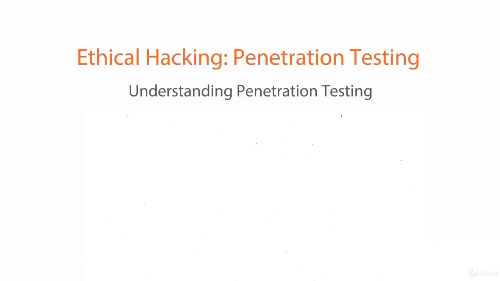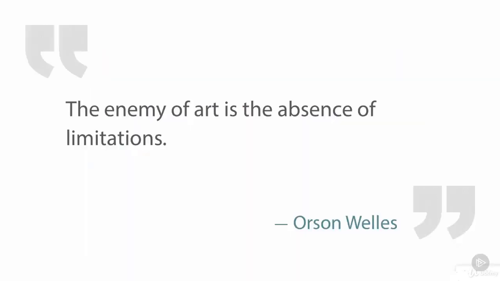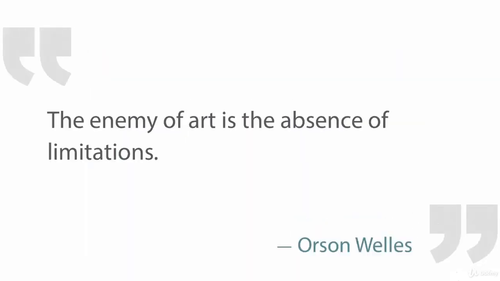Well, looks like we may be coming to the end of that long and windy road. And hopefully you've been watching all the different modules or domains for this series. This is where we're going to bring everything all together and try to make some sense of the things that we're seeing. Now, Orson Welles once made the statement that the enemy of art is the absence of limitations. And it's the same thing with security. Typically, when we see security breaches that are made, it's because someone's become complacent. So let's not do that, okay?